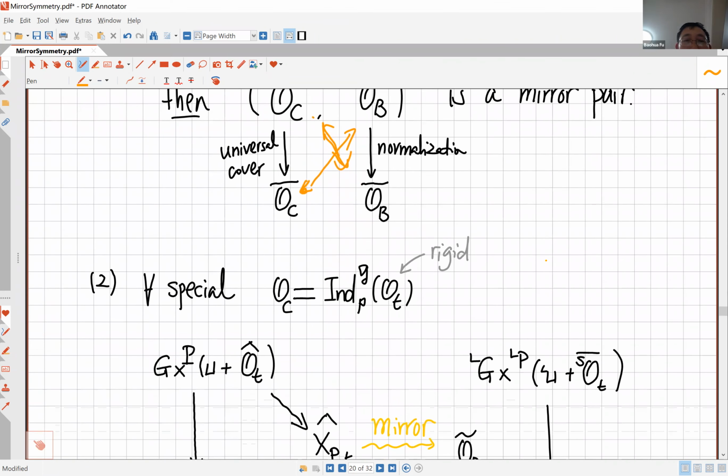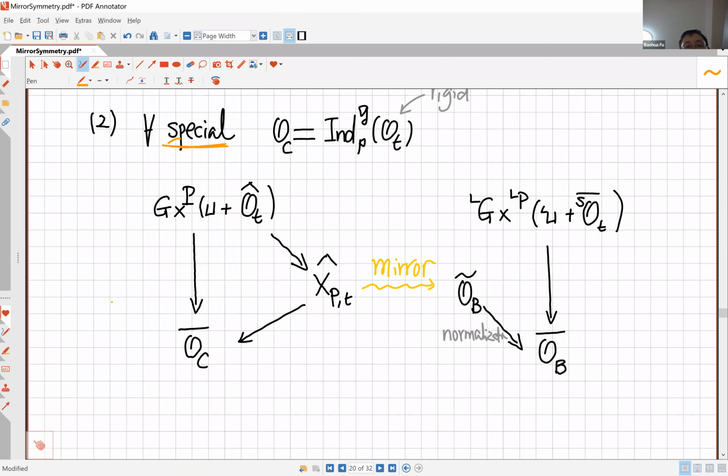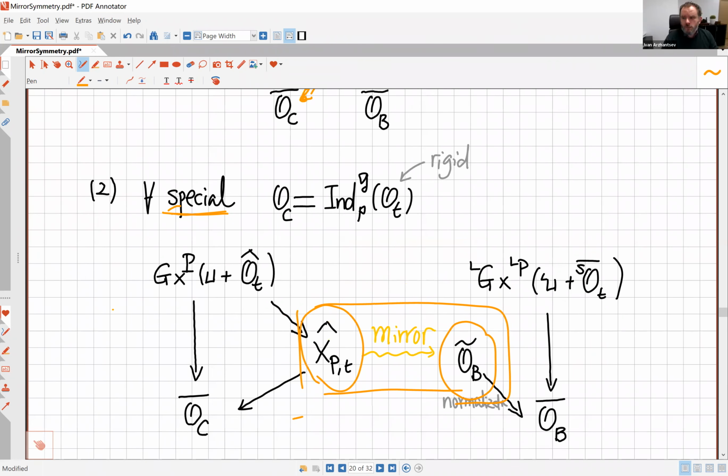And then for general spatial orbits, the main conjecture is very similar as before. Again, we have this induction from this one, then you get this one, and then you get this one. Then what we expect is that this becomes a mirror pair. Again, this is what we proposed, but still we don't have much evidence for this. So this is what I wanted to talk about. Okay, thank you. Thank you very much.